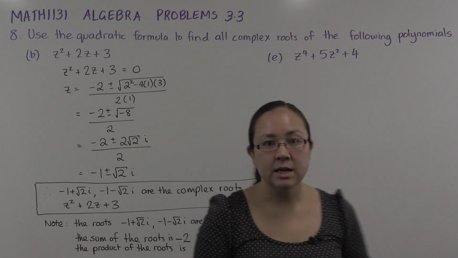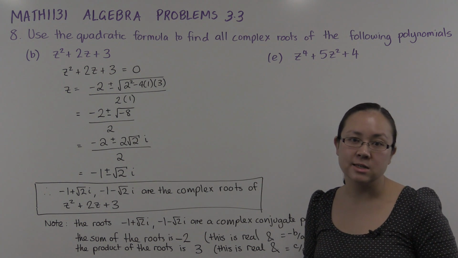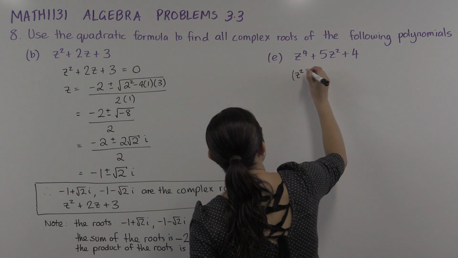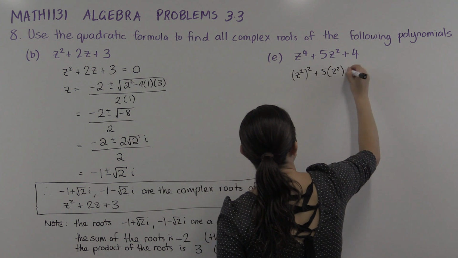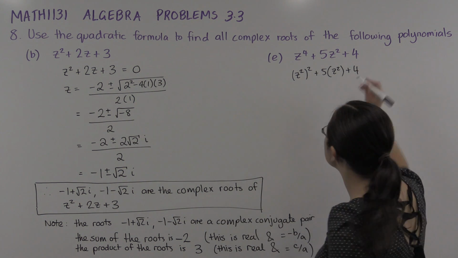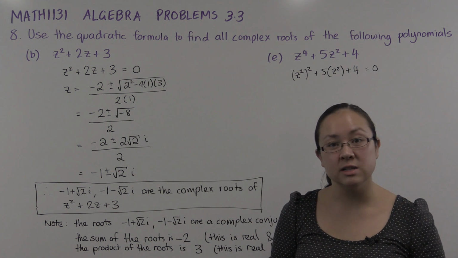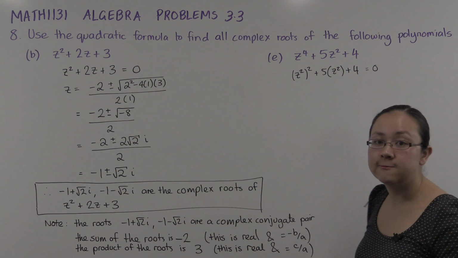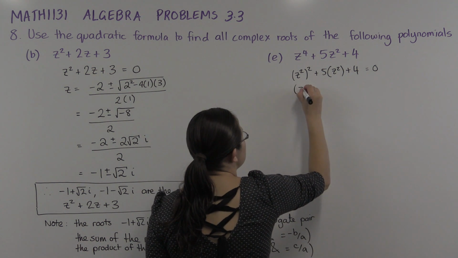Going on to part E, we don't have a quadratic here, we have a quartic, but this quartic is really a quadratic in disguise. This quartic really looks like a z squared being squared, plus 5 lots of z squared, plus 4. Now we're trying to find the roots of these, so we're trying to solve this equals 0. Now you could use the quadratic formula to solve this, but we can actually factorize it because I can find two numbers that multiply to 4 and add to 5. They're 4 and 1. So this actually factorizes, and that turns out to be much easier, I think.